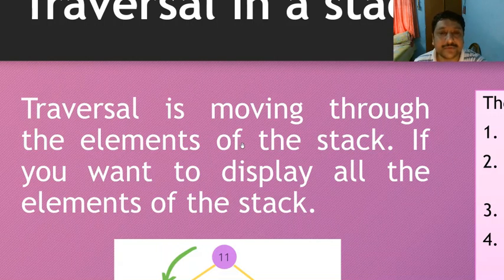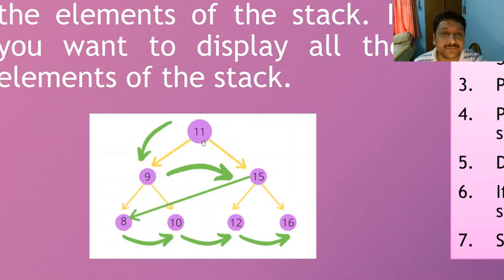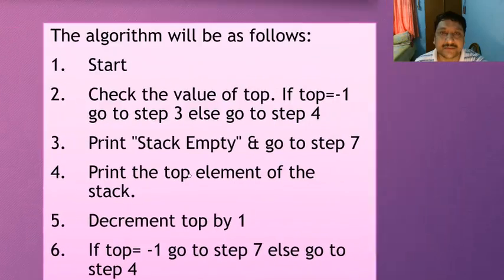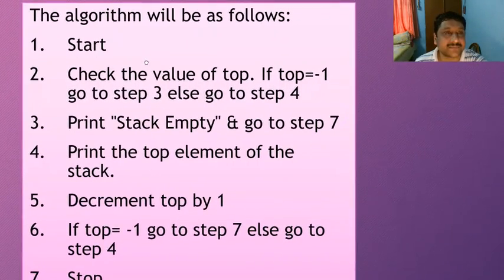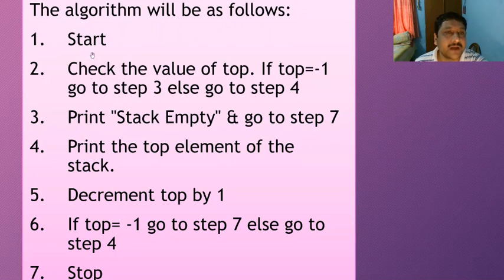Traversal means moving through all the elements. See here, if suppose the numbers are like this, then every element is visited from one place to another place like this. This is known as traversing, and the logic or algorithm for this traversal is like this. First we have to start, then we have to check whether the stack is empty or not. If it is empty, then a message will be displayed, and then we go to the stop position, the last step, and then print the top.